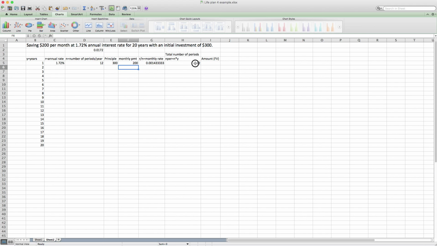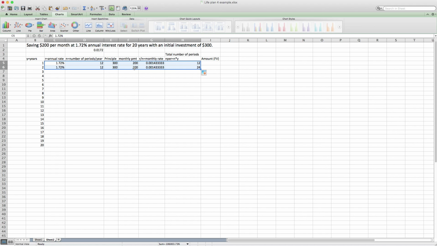And if you'll notice, let's just go ahead and drop this down. We'll copy it for the second year. So our interest rate stayed the same. The number of periods stayed the same, of course. The 300, remember, this is still just an initial investment. It's not being added to it, but it's calculated each time. That was our initial investment.